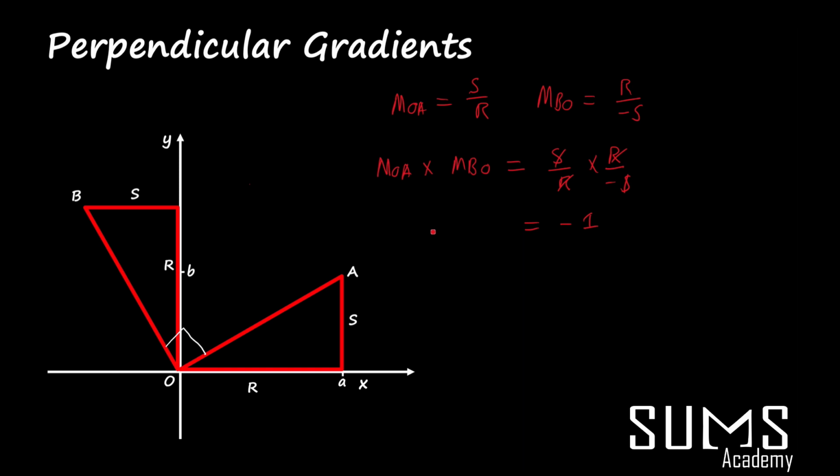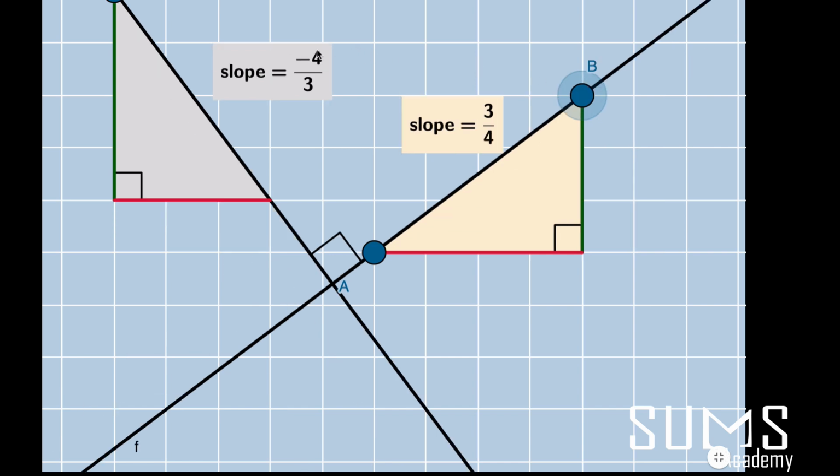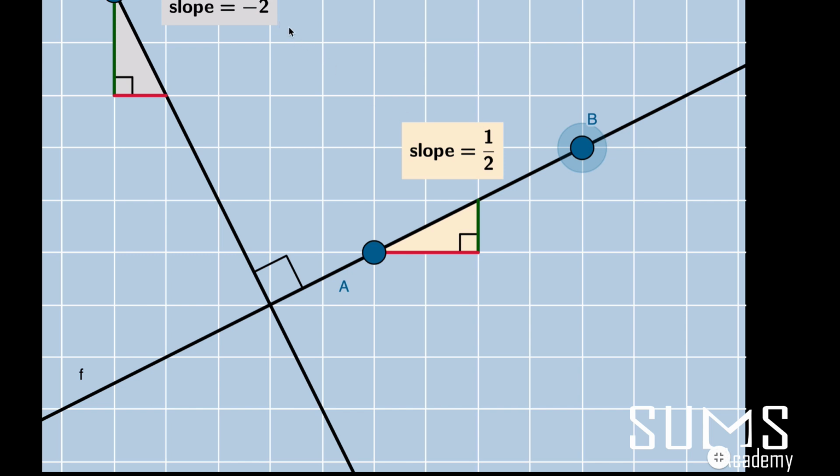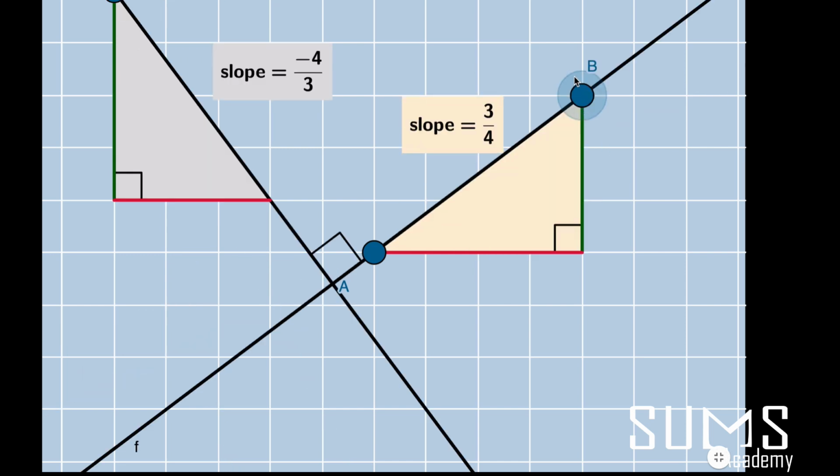This leads us on to the statement that any gradient times any gradient that's perpendicular to it is always going to be negative 1. You can see again that if you multiply these two numbers together, you're going to get negative 1. If you multiply negative 2 by a half, you get negative 1. If you multiply negative 4 by a quarter, you get negative 1. It's always this same relationship, and we can use this information to help us solve problems.